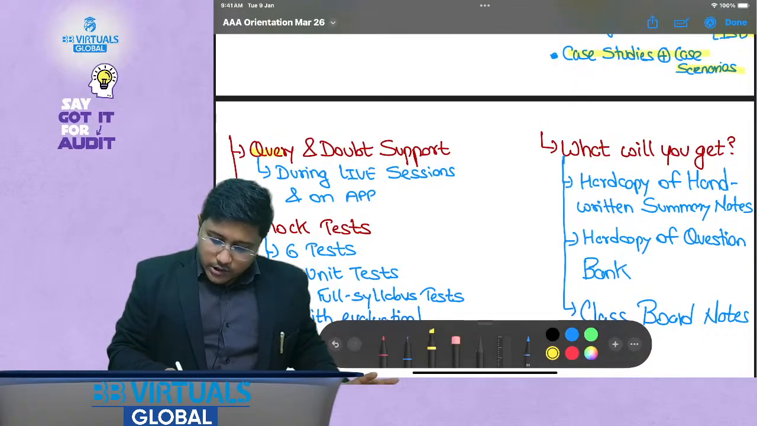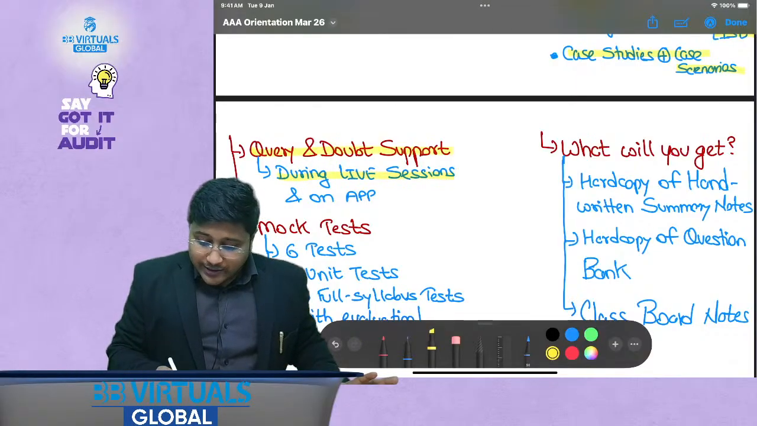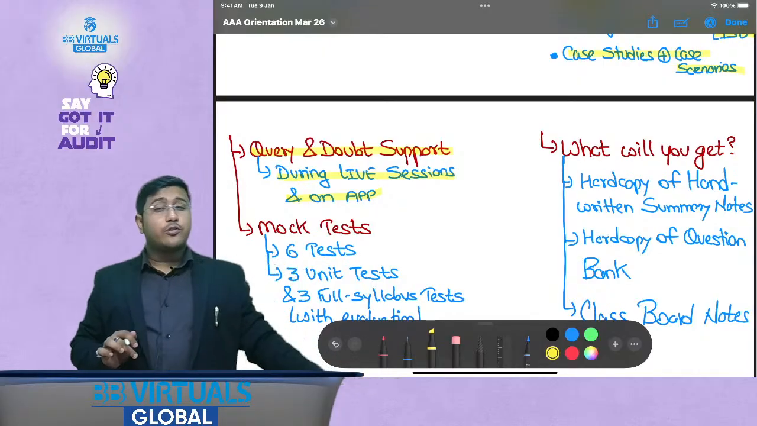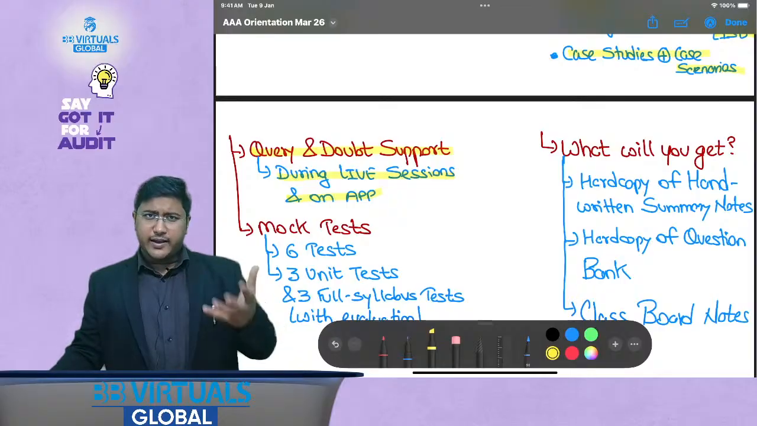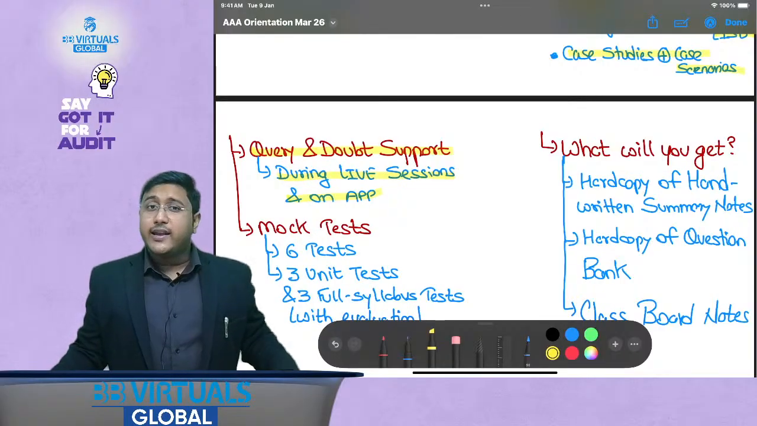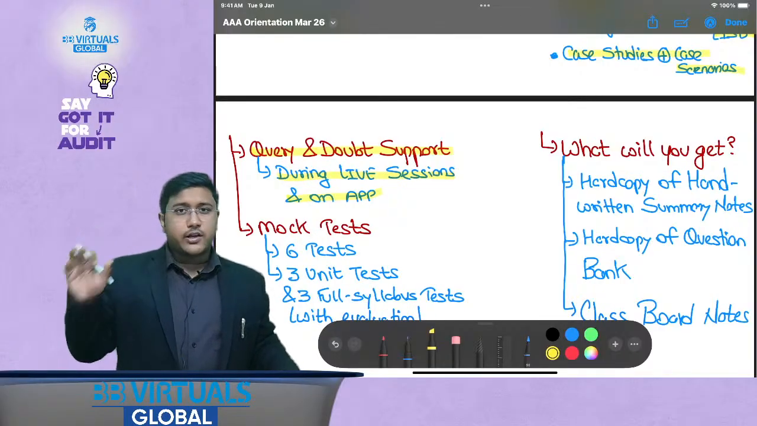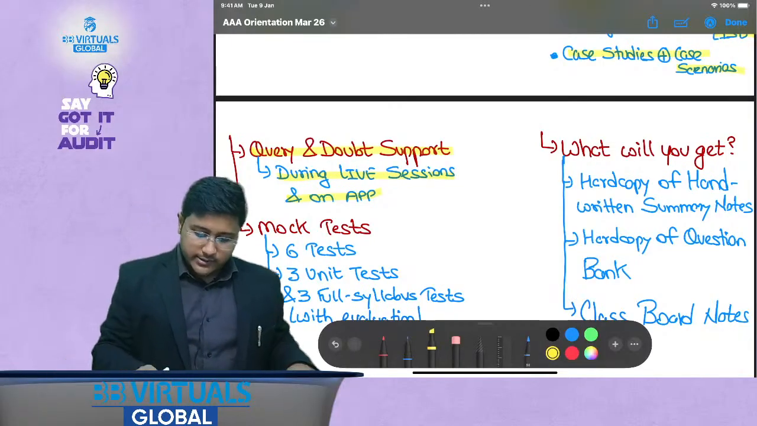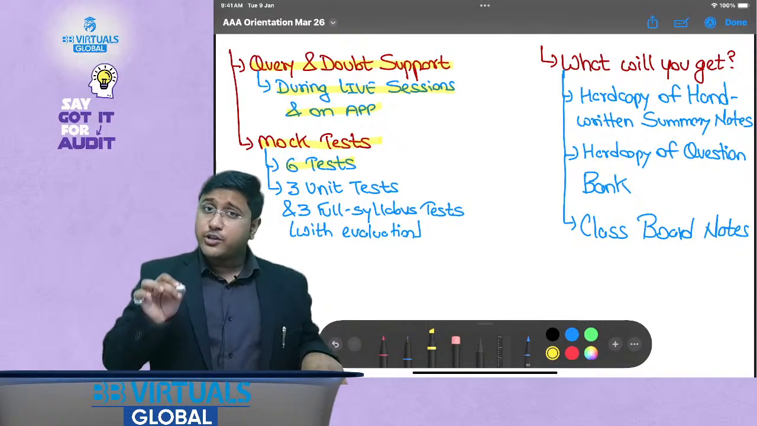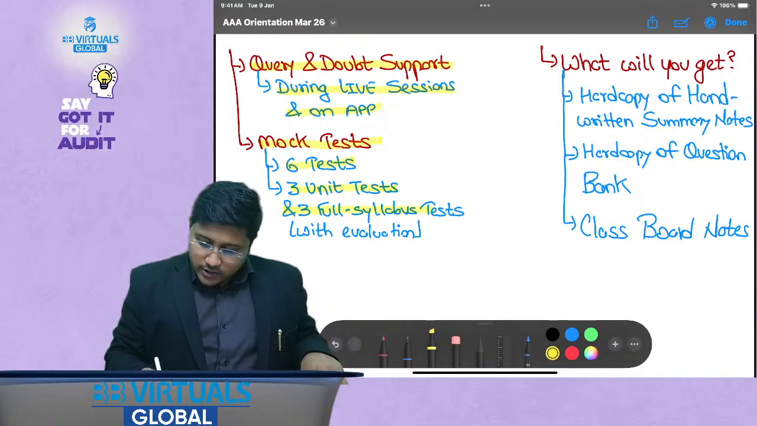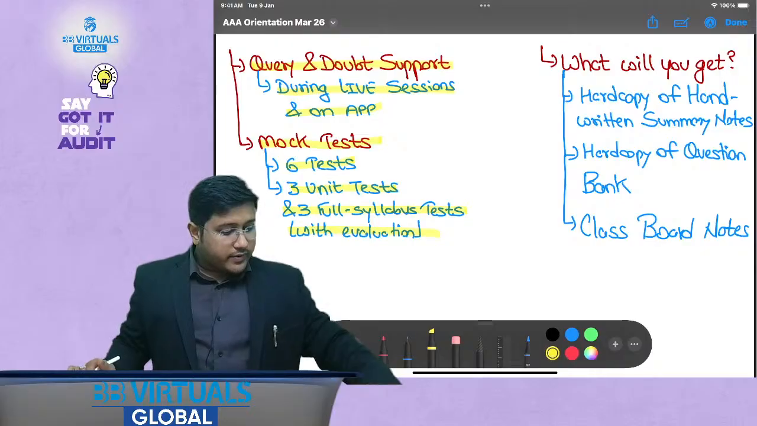Now question and doubt support. It is going to be during the live sessions as well as on the app. Can you ask questions on the app? Yes, you can ask questions during the live sessions as well as on the app. In every lecture there is an option of asking questions, and I will be happy to answer it for you. Mock tests: there are going to be 6 mock tests. Are these with evaluation? Yes. 3 unit tests and 3 full syllabus tests, along with evaluation as well.